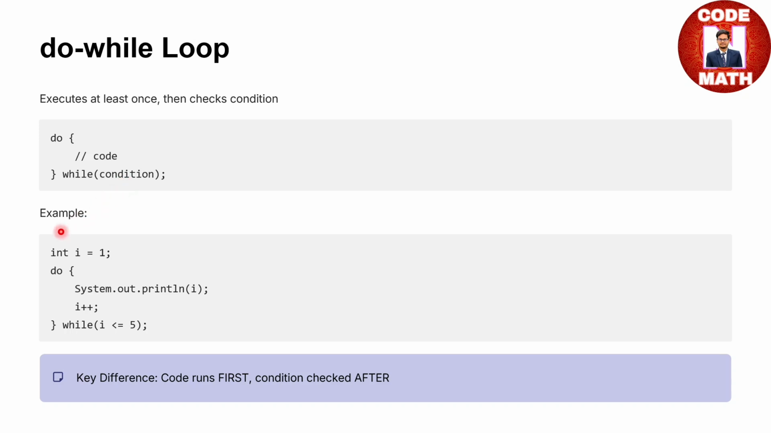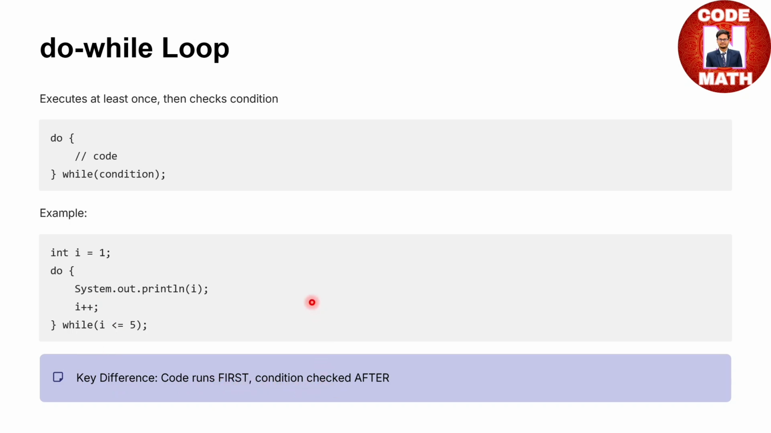In the example we can see that int i is equal to 1 and do is done here, meaning it is definitely going to print i, and again it is increased by 1. After that it checks the condition whether i is less than or equal to 5. If i is less than or equal to 5, then again it will go for the execution, and again it will check the condition. In this manner the do while loop works. We can keep this in mind: code runs first, then the condition is checked, right?